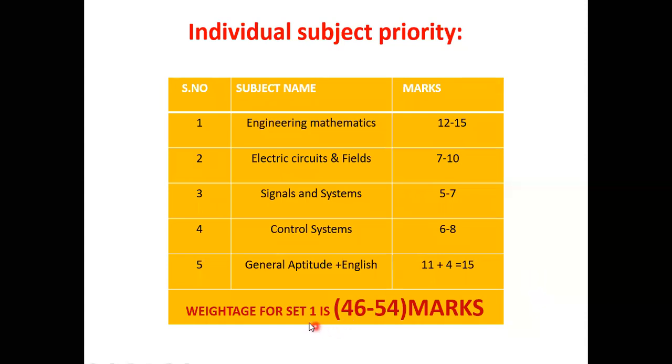When you are considering set 1, I have considered subjects 1 to 5: engineering mathematics, electrical circuits and fields, signals and systems, control systems, and general aptitude and English. I am considering these 5 subjects in set 1, and these are the corresponding marks. When you add all the marks, you will get 46 to 54 marks from set 1 itself.